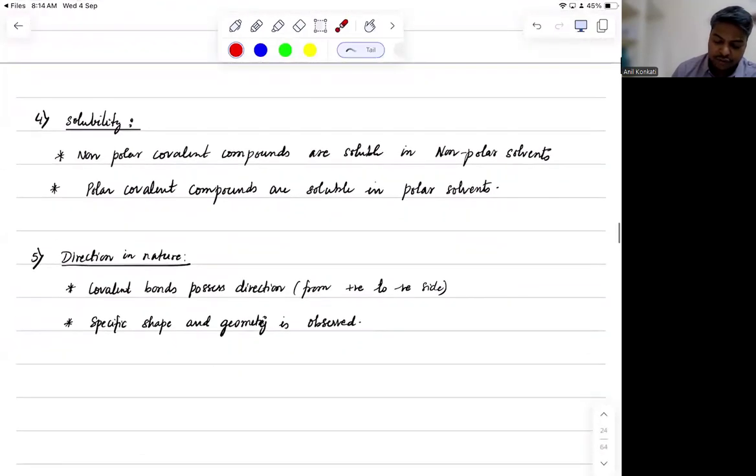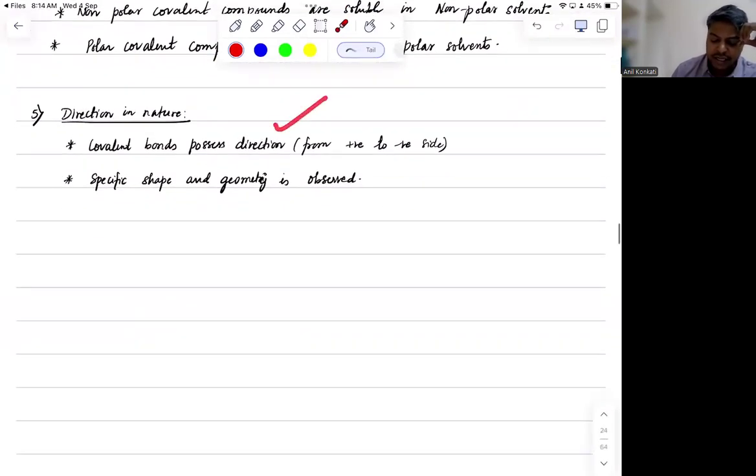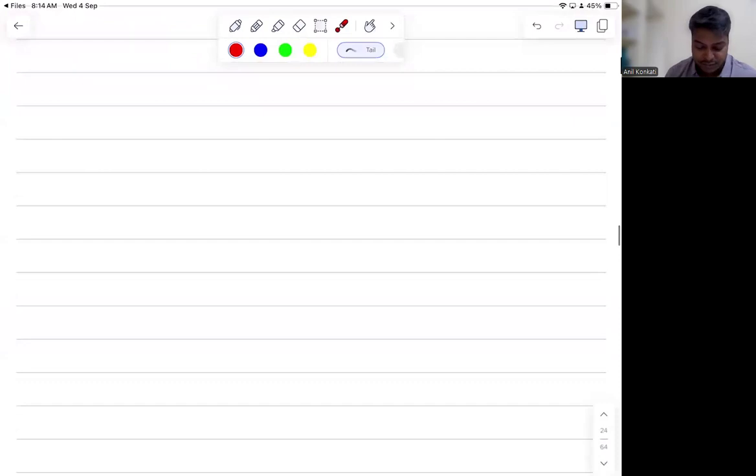Solubility wise, they are more soluble in non-polar solvents and less soluble in polar solvents. Or polar covalent compounds will dissolve in polar solvents. It is highly directional in nature. It will have a specific shape and geometry whenever a covalent bond or covalent molecule is present.